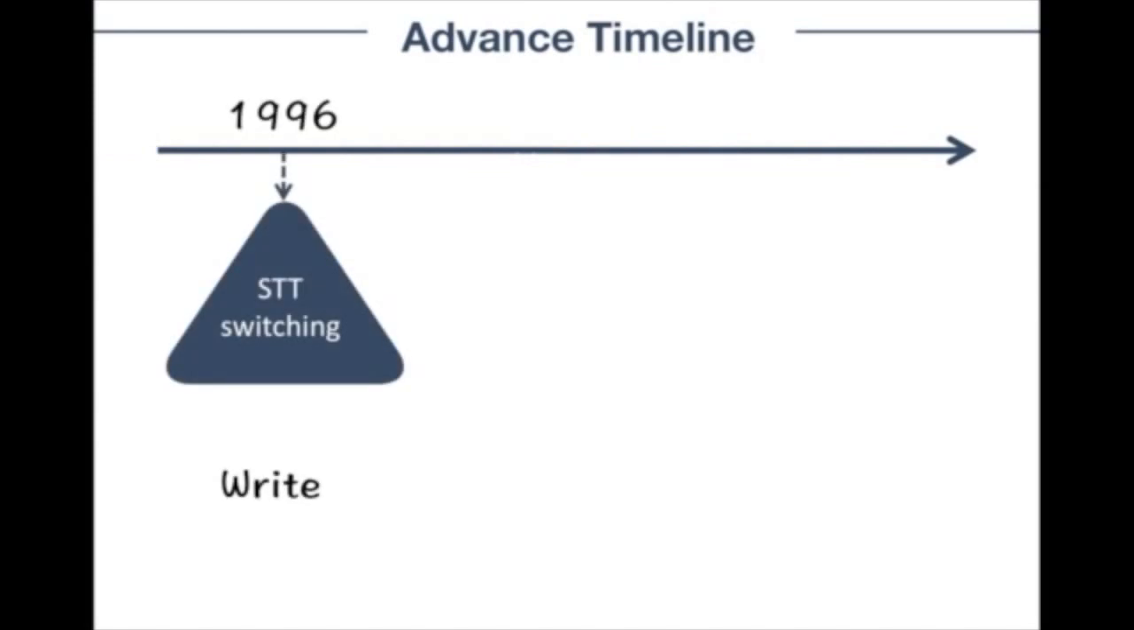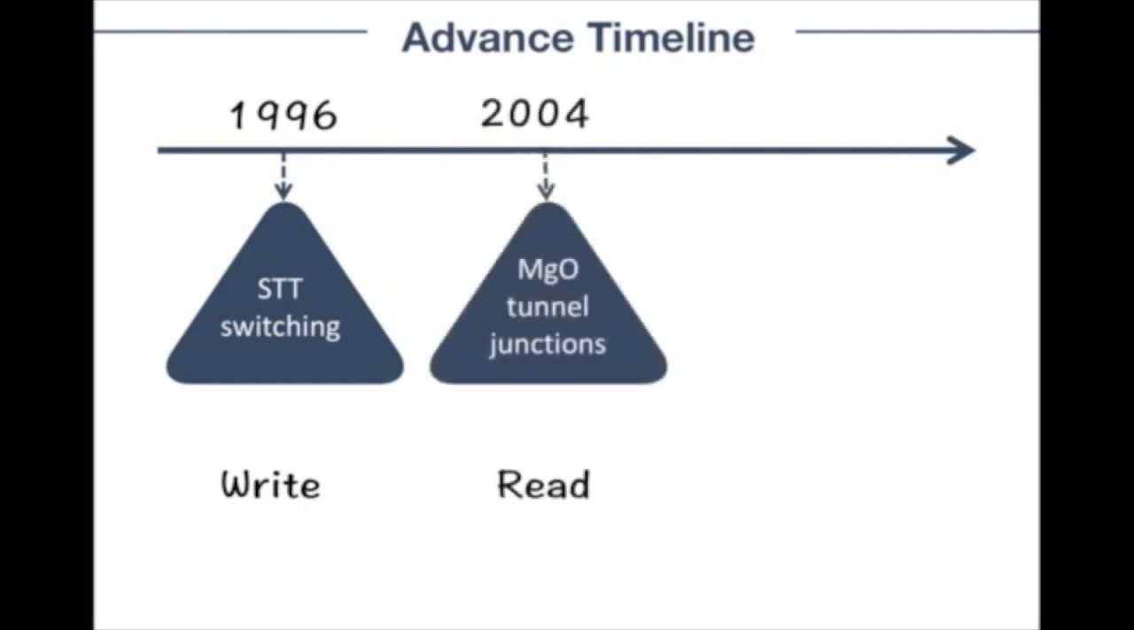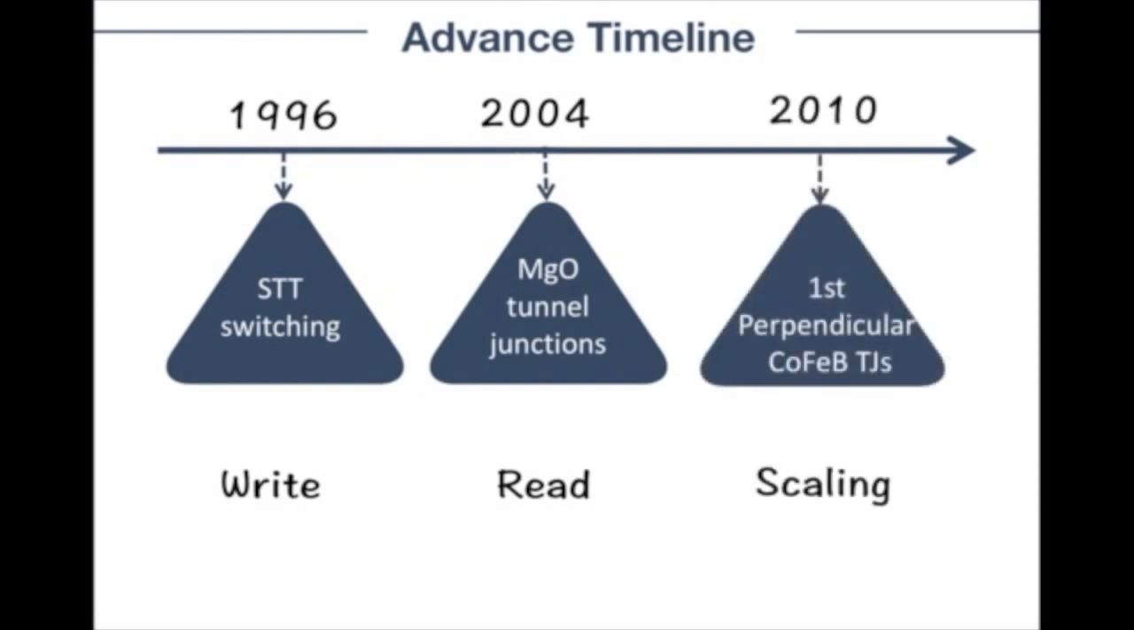STT MRAM techniques have been improved since being invented in 1996. Later on, within two decades, scientists came up with other innovative solutions to make STT MRAM better, like using magnesium oxide as barriers to ensure a high magneto-resistance ratio, giving more precise reading. Also, perpendicular tunnel junctions make nano-sized junctions possible, thereby increasing the density of MTJ devices.